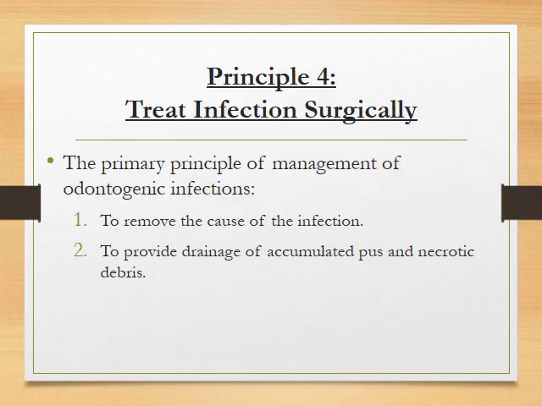Now we will enter the core of the management of odontogenic infection. Principle 4: treat infection surgically. The primary principle of management of odontogenic infections is to remove the cause of the infection, which is the most important thing. If you leave the source or the cause of infection, there will be no resolution of the infection. And second is to provide drainage of the accumulated pus and necrotic debris.